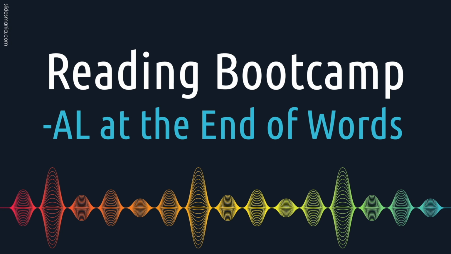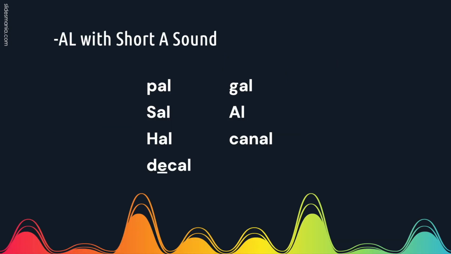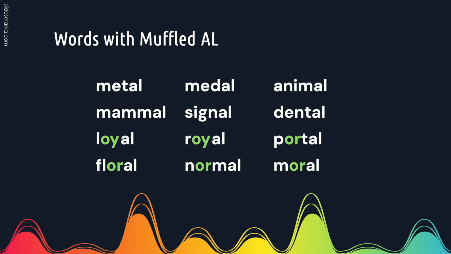We're going to learn about AL at the end of words. So far, we've learned 3 sounds for A: the short sound of A, the long sound of A, and the broad A sound of ah. In these words that end in AL, A is going to have its short sound: pal, gal, the name Sal, Al, Hal, the word canal, and in this video, any underlined vowel is going to have its long sound: decal.